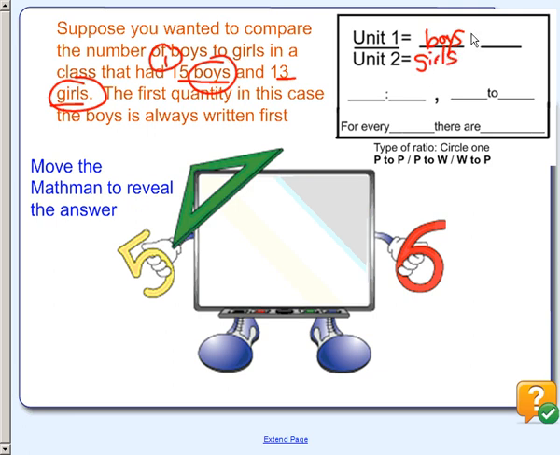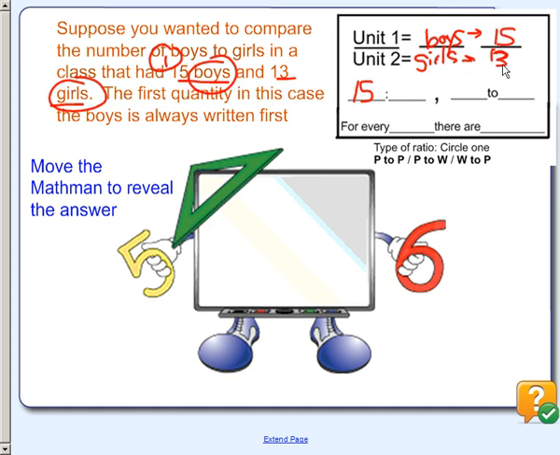Now we need to identify how many boys. There were 15 boys and there were 13 girls. Now remember, since boys comes first in the story problem, boys comes on top. Since boys is 15, the 15 goes on the same line as boys, and then 13 goes on the same line as the girls. Now let's practice writing that a few different ways. Whichever one is on top of this ratio, that's going to come first when we write it like this.